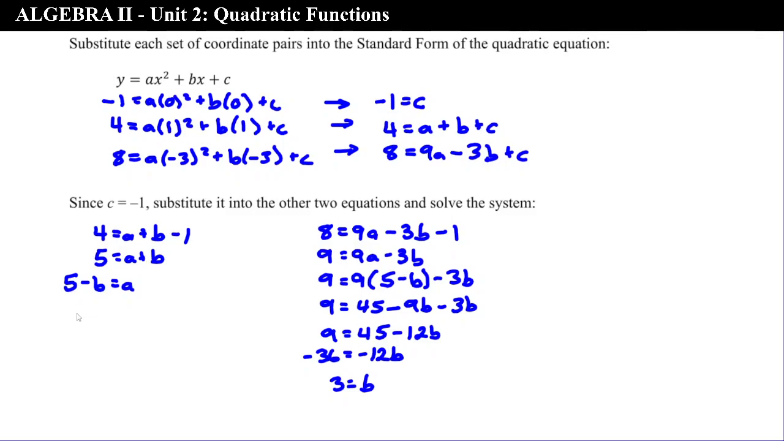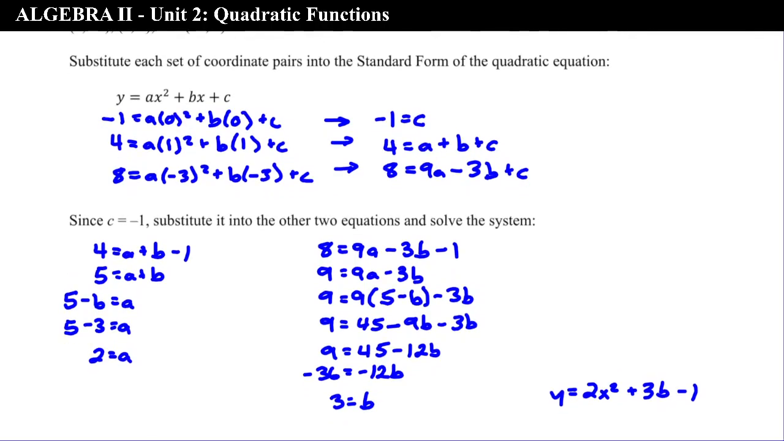All right, so we're going to substitute 3 in on our other equation for b. 5 minus 3 is 2, so a is 2. So we can write our final answer in standard form as y equals 2x squared plus 3x, and then c is negative 1, minus 1. And that would be our quadratic equation that goes through all 3 of the points that were given at the top here.